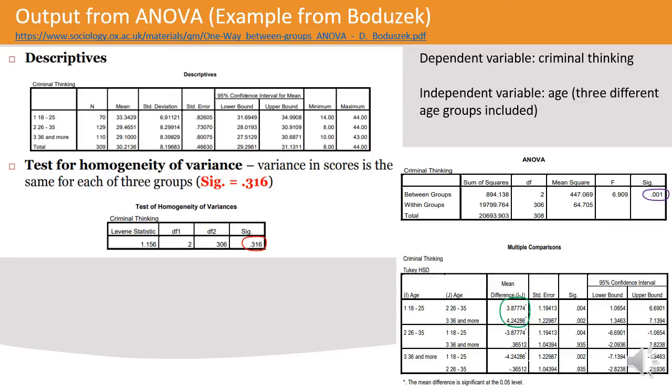To determine which group scored higher in criminal thinking, you have to return to your descriptives table.